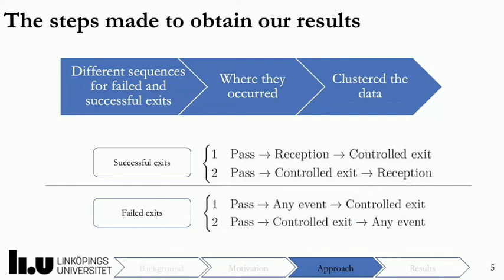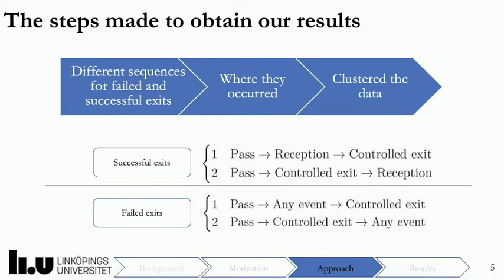For the failed controlled exits, we also looked at two sequences. The first one was a pass followed by any event followed by a controlled exit, and the second sequence was a pass followed by a controlled exit followed by any event. If we compare the two, we look at reception for the successful exits and any event for the failed exits. This was because we noticed in the data that failed exits were often considered to have failed since something was blocking the reception from a pass. One can imagine a pass made from the defensive zone that is blocked by an opponent and does not reach the intended player; that will be a failed exit.